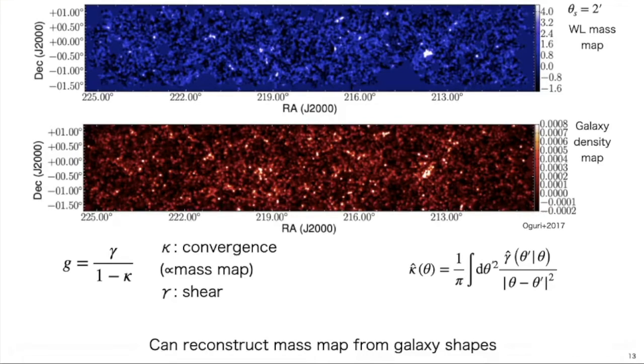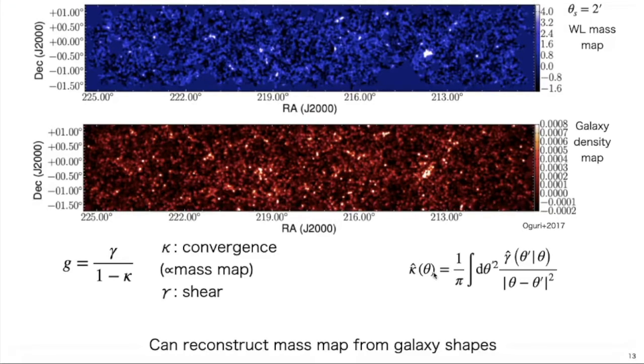And as I have already said, we can only measure the galaxy shapes, but in order to estimate the mass, we need to convert from galaxy shapes to mass. In gravitational lensing, there is a relation between the mass and the shear, so we use this relation. We can observe only the shear, but there is a relation between the shear and the mass.